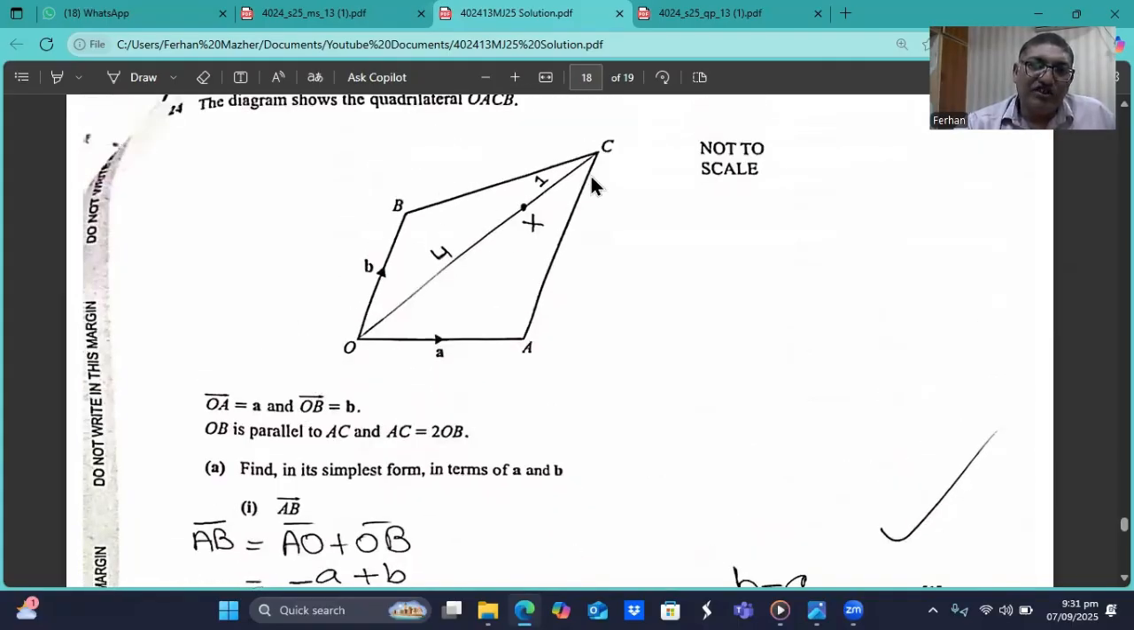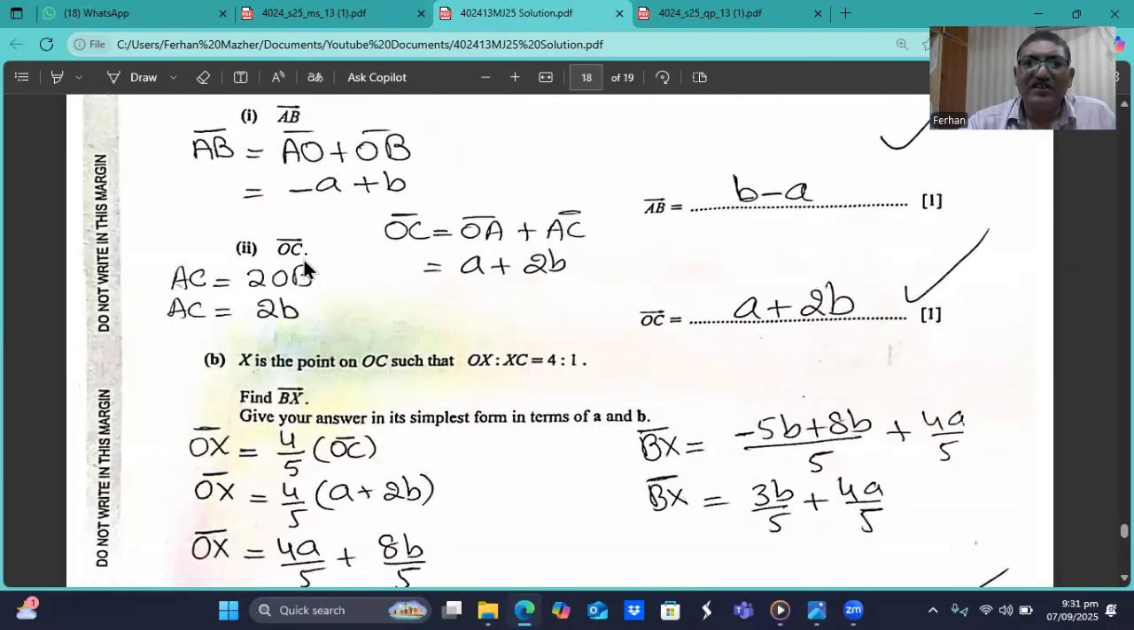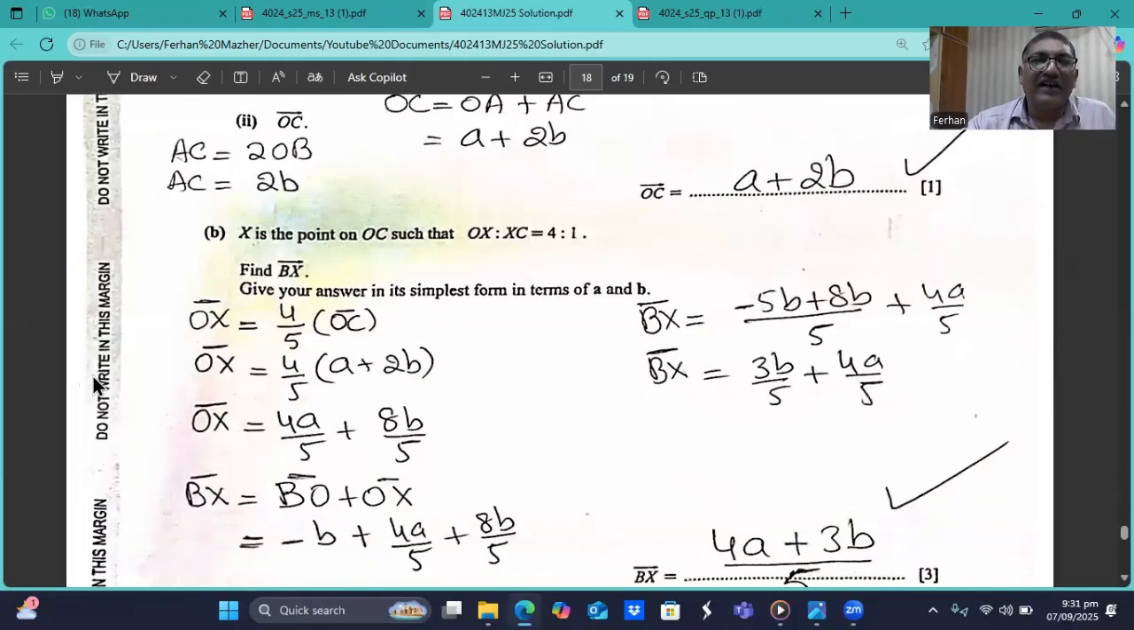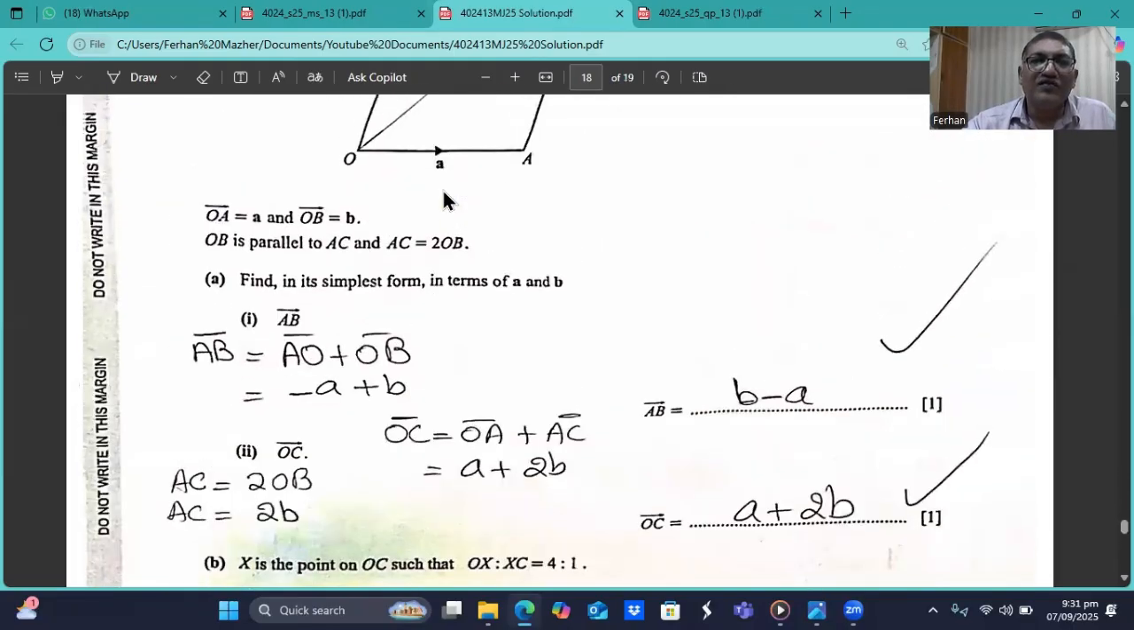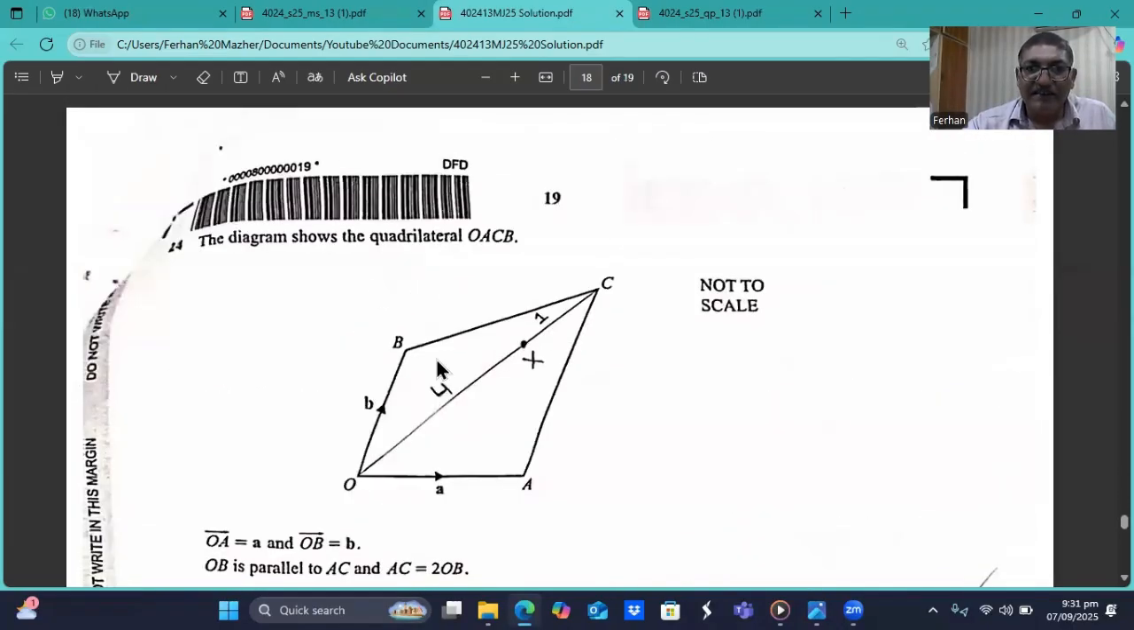Okay, so this is OC. It is divided into 5 parts, where OX is 4 parts and XC is 1 part. I already know the value of OC. So their question is to find BX. If you want to find BX, the method is very simple. I'm going to make the bypass. From B, I will go to O. From O, I will go to X.